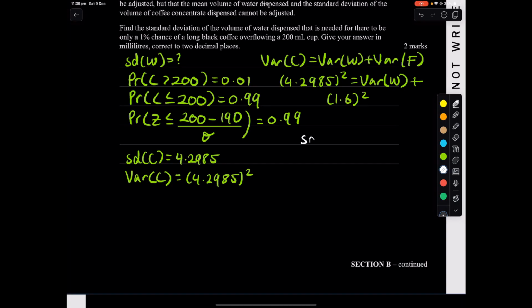Your SD of water to 2 decimal places is 3.99 milliliters. That's it. Easy.